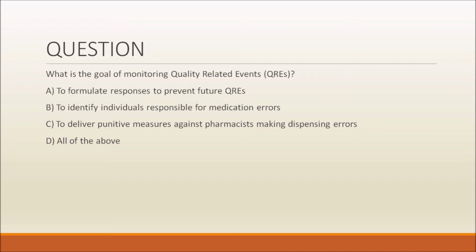To identify individuals responsible for medication errors? Again, medication errors is a system problem. And so the goal is to learn and how can we improve the system. Perhaps add some safety cautions or alerts to alert the users. So B, it's not the individual, it's more of the system. So the correct answer here is A, to formulate responses to prevent future QREs.